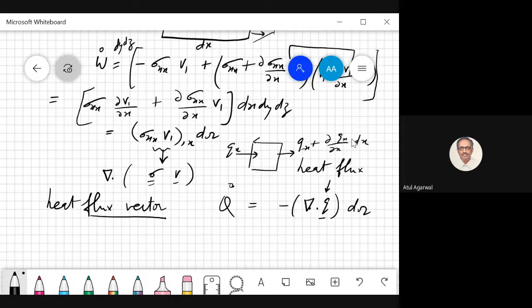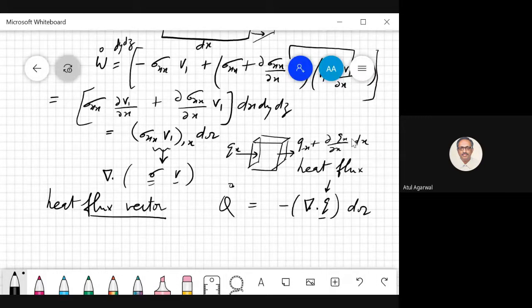And it is occurring over a surface area. So this will be the per unit volume heat flux from this volume. So because of heat conduction, this is the net loss of heat from this volume. So that we write as Q dot.